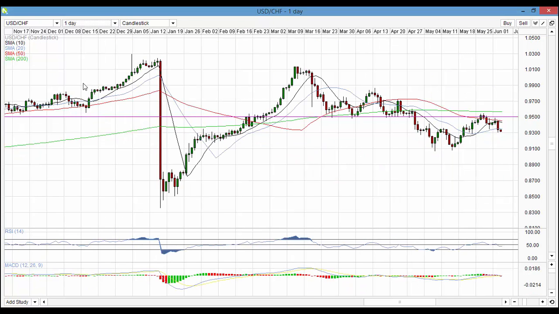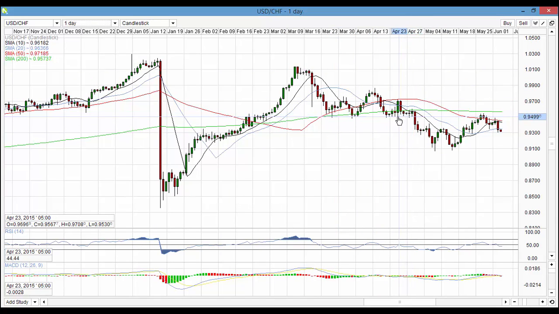Now on the daily you can see that we were in a beautiful downtrend once we broke this level of support and resistance at 95, and then we started to uptrend. However, we couldn't hold, we couldn't break this level, and now we're downtrending again. So the direction that I will look to trade this pair is to the downside.